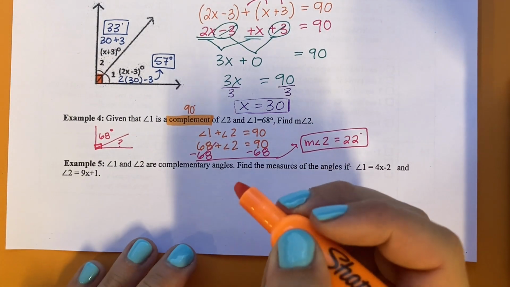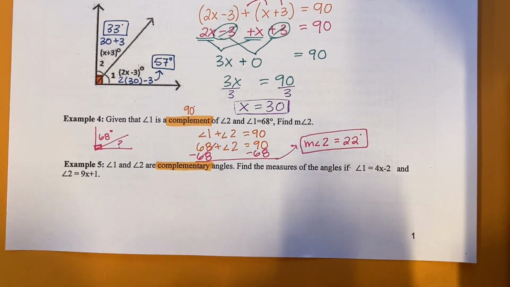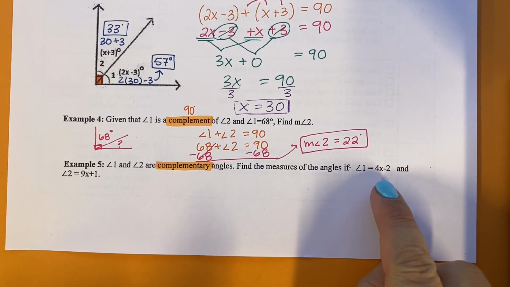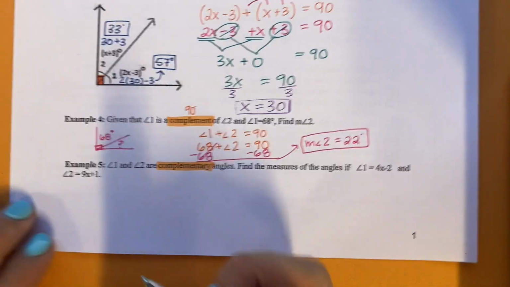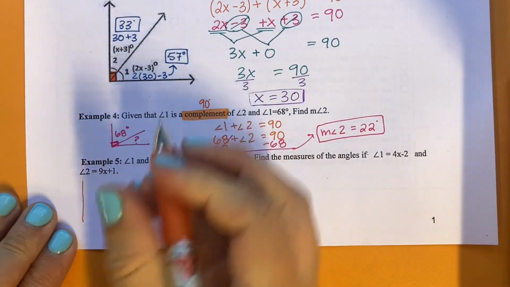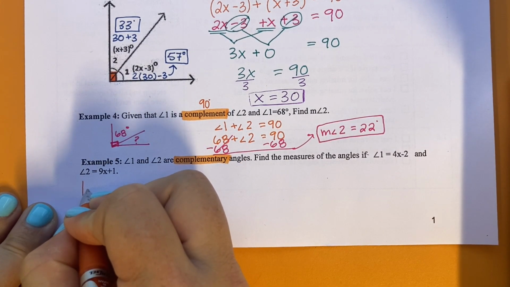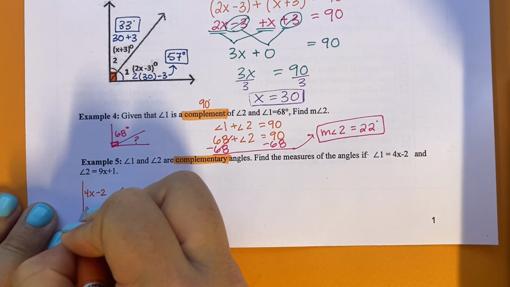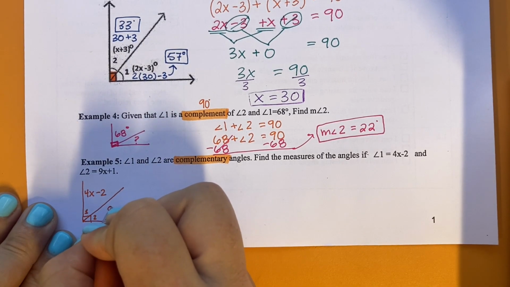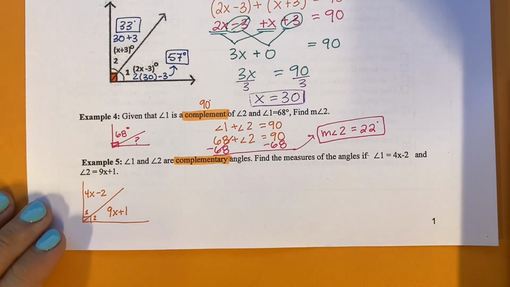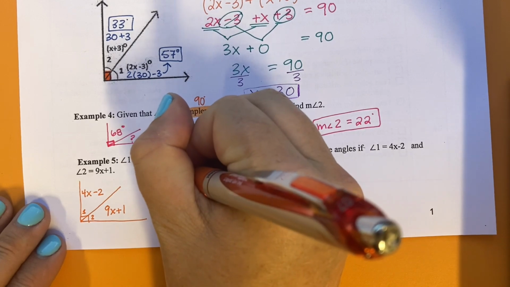Example 5. Angle 1 and 2 are complementary. Complementary means 90 degrees. Find the measures of the angles if angle 1 is 4x minus 2 and angle 2 is 9x plus 1. So I'm going to draw a picture again. I know it's 90 degrees. One angle is 4x minus 2, and the second angle is 9x plus 1. So I'm going to combine these together to equal 90.